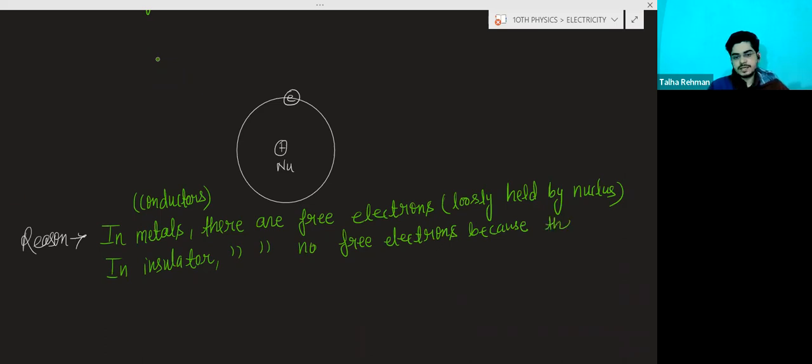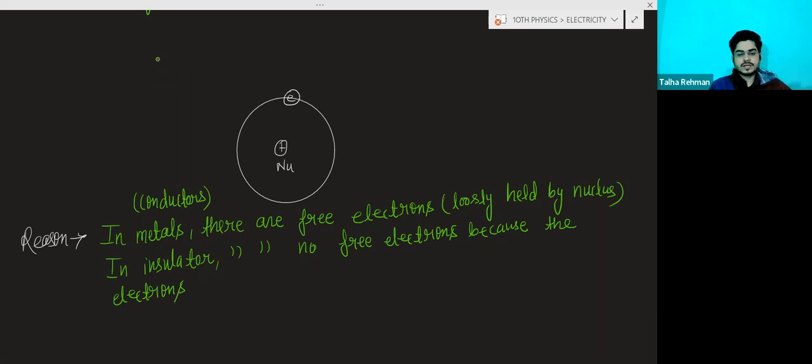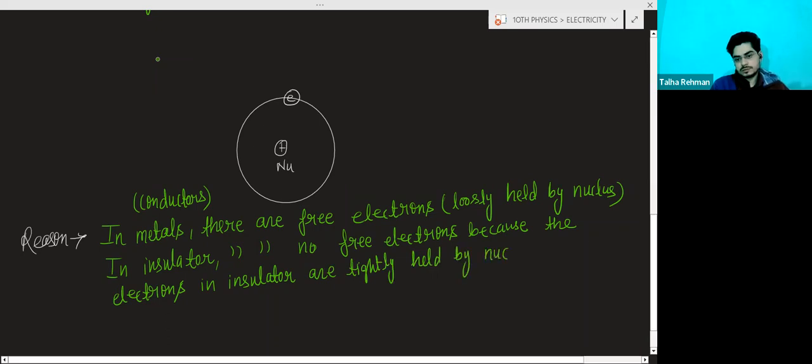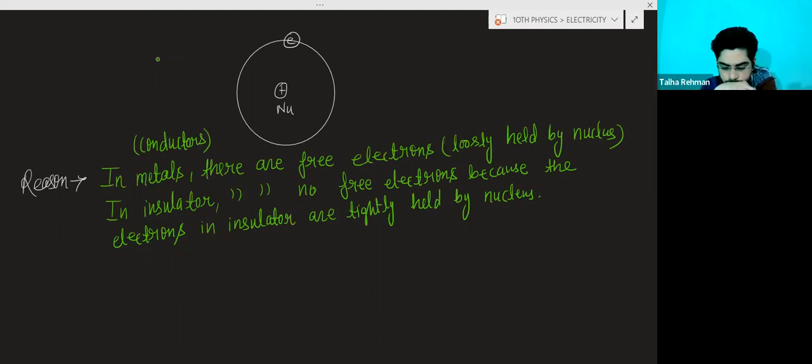Because the electrons in an insulator are tightly held by the nucleus, and free electrons are responsible for the current to flow.